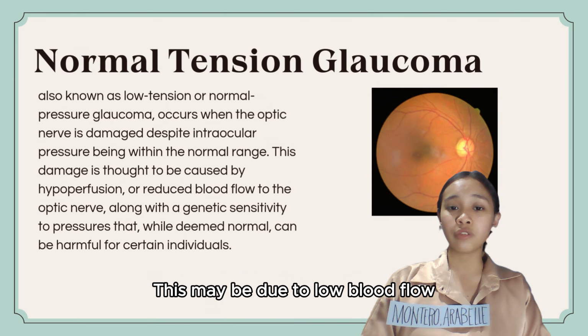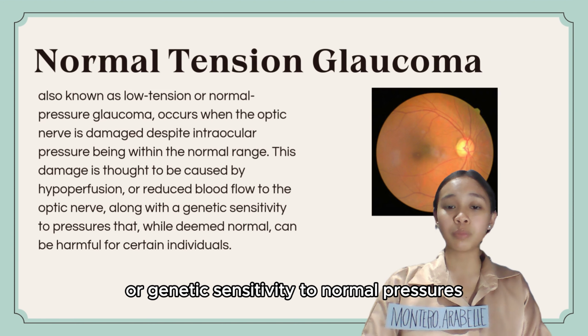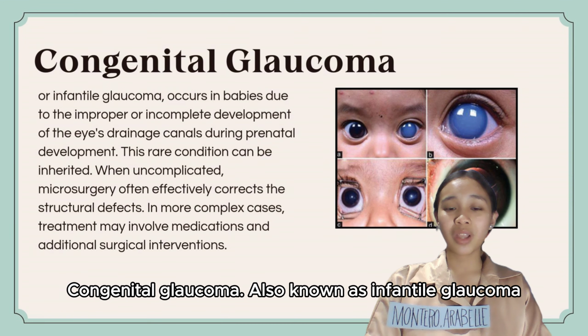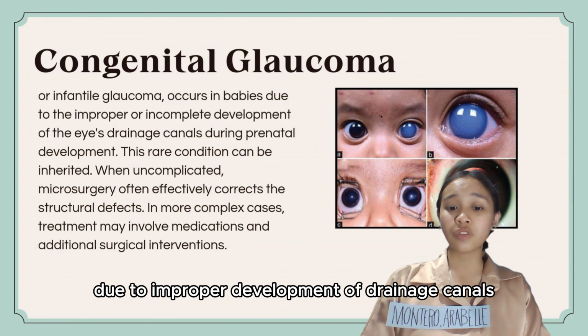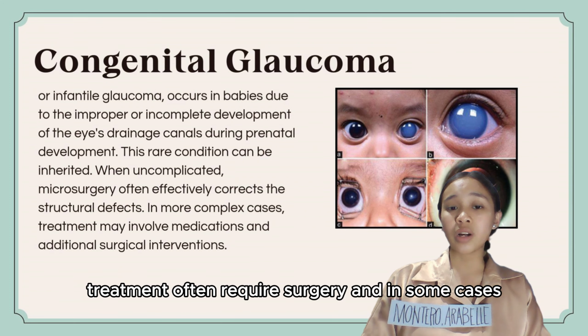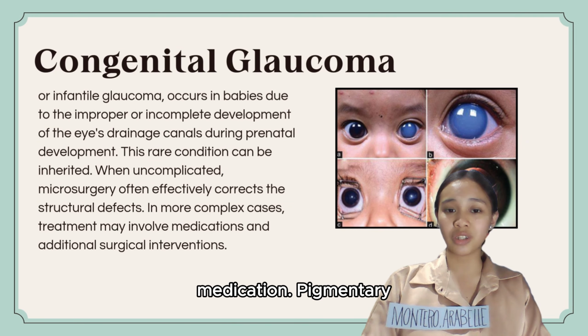This may be due to low blood flow or a genetic sensitivity to normal pressures. Congenital glaucoma, also known as infantile glaucoma, occurs in infants due to improper development of drainage canals. Treatment often requires surgery and, in some cases, medication.